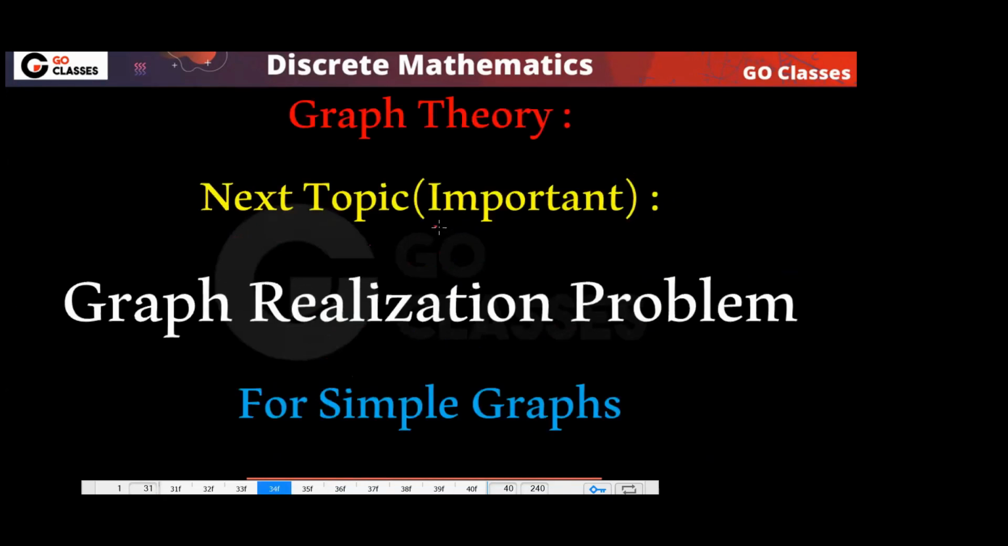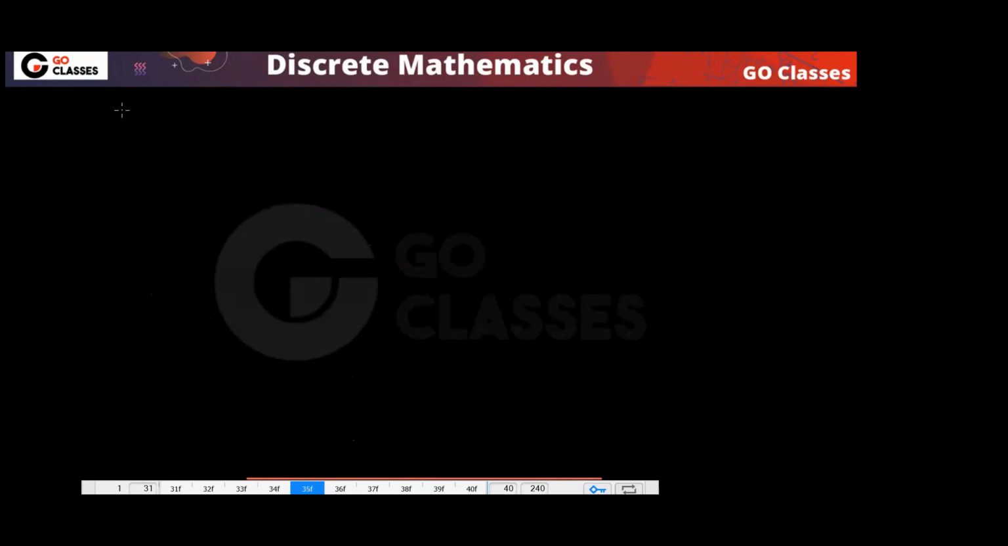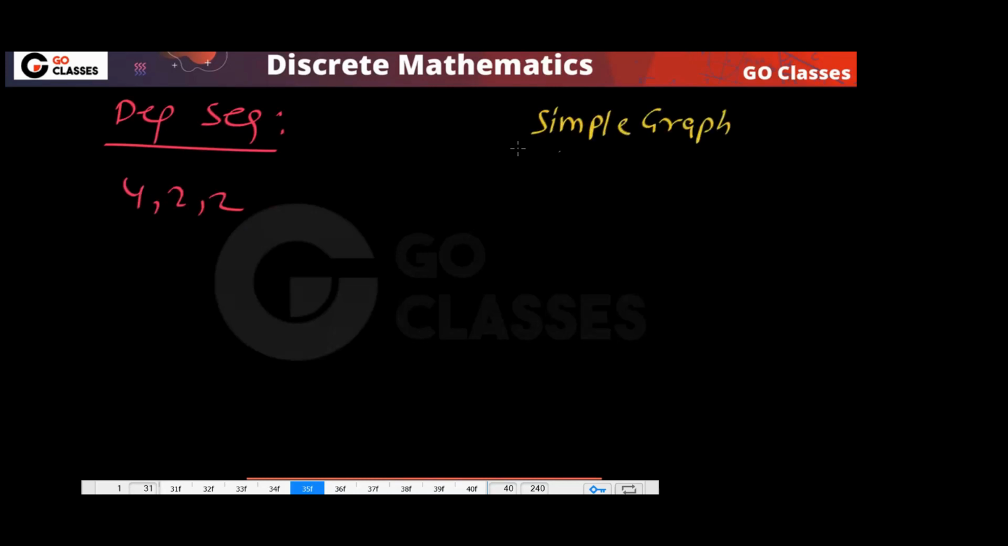Now, this is important. Finally, this is important. This is for simple graph, because mostly they will ask you for simple graph, because simple graphs are interesting. So what is the graph realization problem for simple graph? What is the condition for simple graph? Let's see. For example, if I give you this degree sequence, 4, 2, 2, can you create a simple graph? Does a simple graph exist for this degree sequence? And the answer is no.